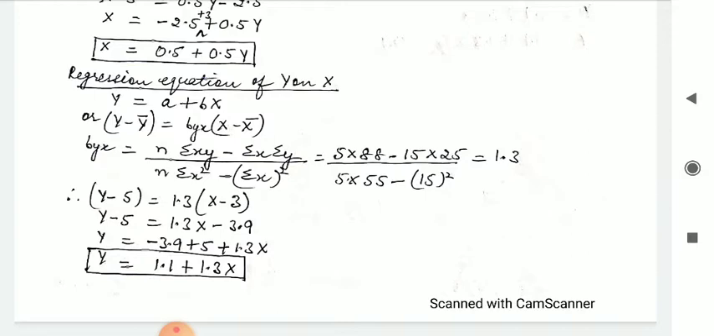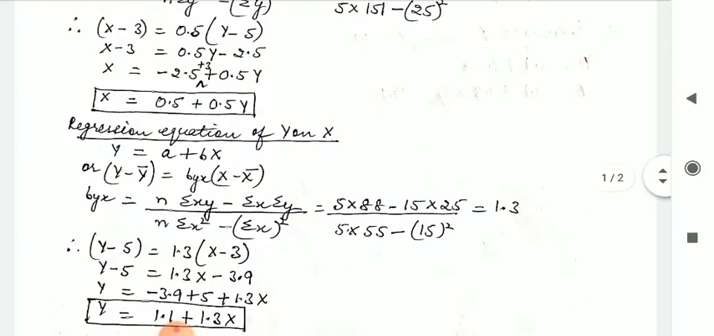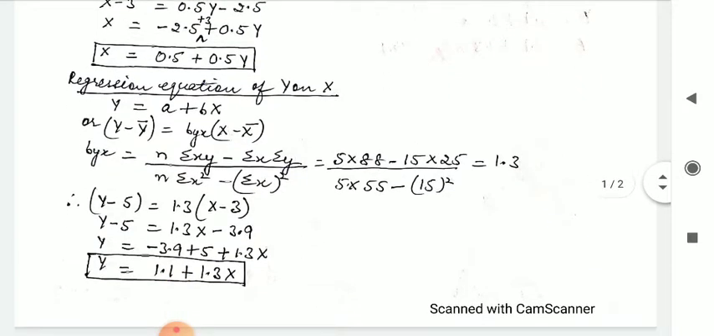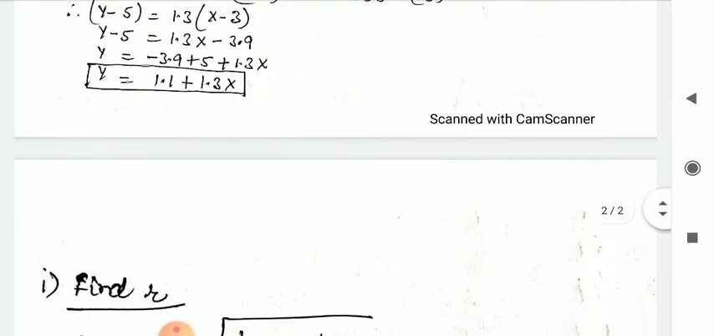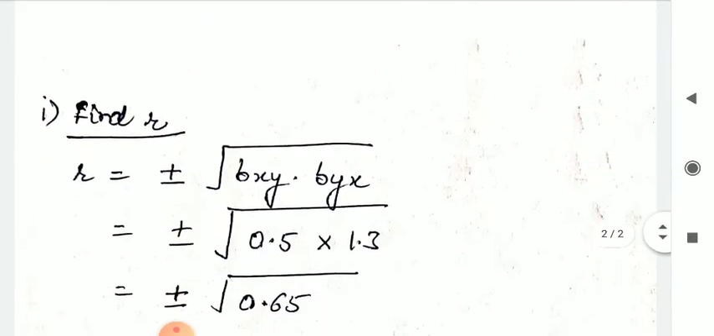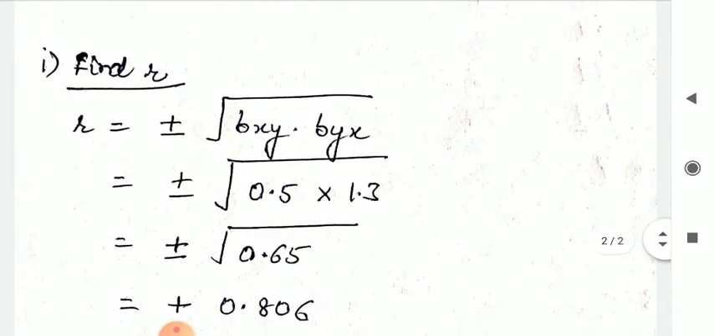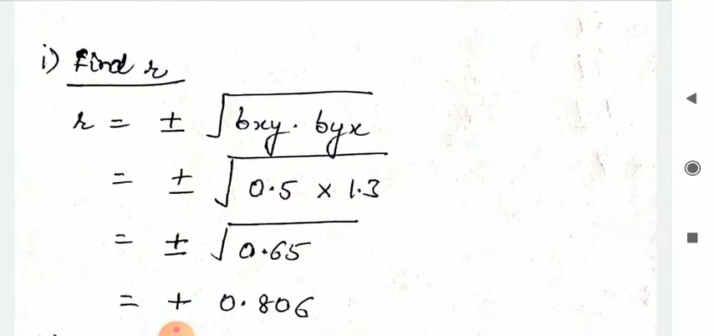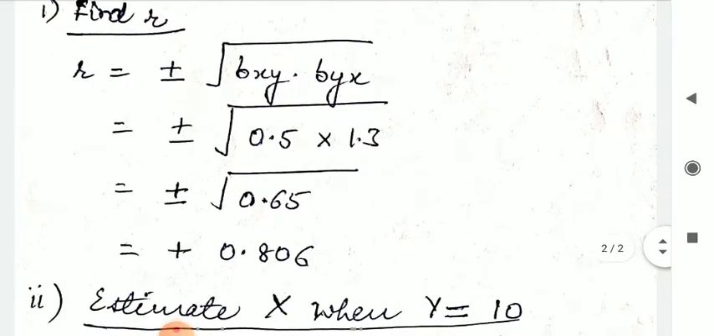So in this way we have seen that we arrive at the two regression equations: the regression equation of x on y and the regression equation of y on x. Along with this, you may be required to find the value of r. R is the coefficient of correlation. So r is equal to plus minus under root of bxy into byx. Putting the values we get plus minus under root of 0.65.